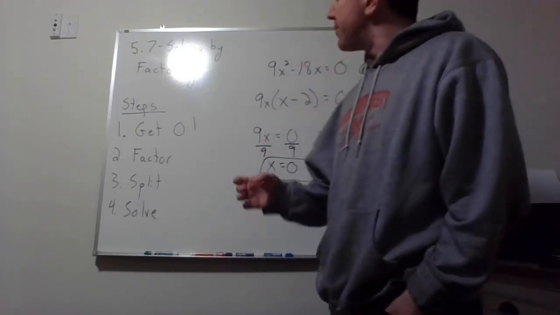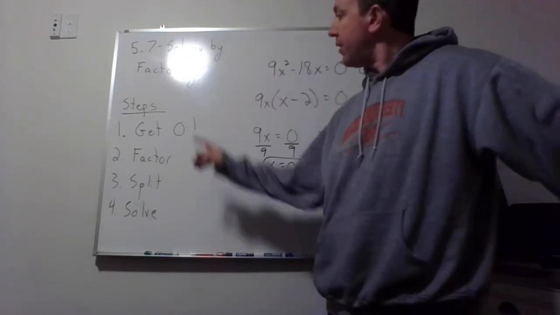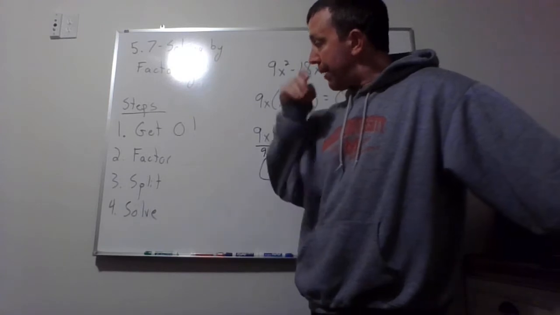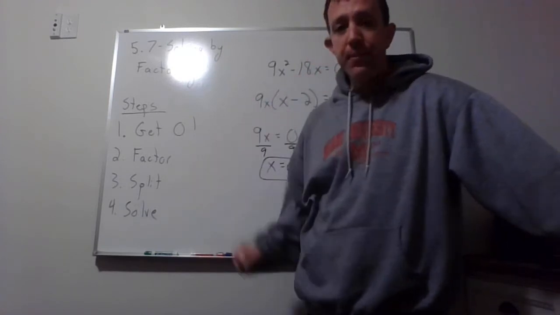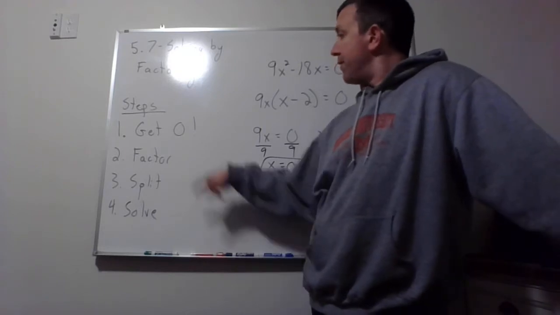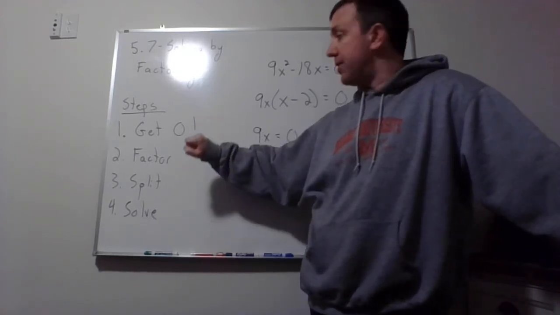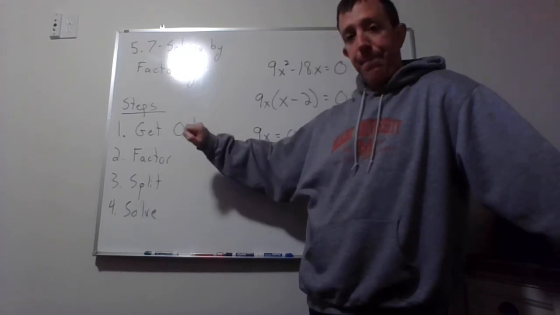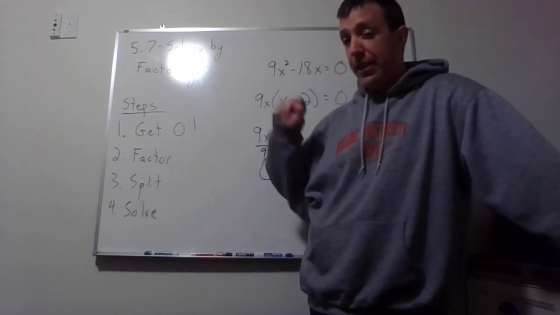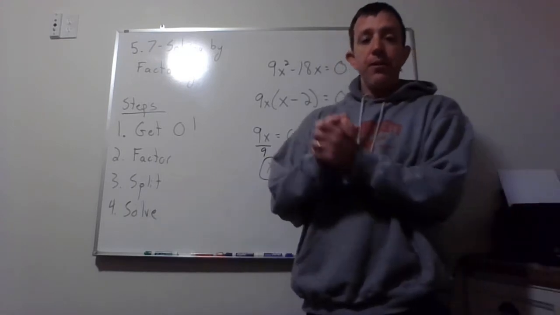So for starters, well, you can't read my title. 5.7, solving by factoring. So we have some steps here, and I'm going to leave those there for all of the examples that we do because they're what we really need to pay attention to. The first thing we need is to get 0. Okay, so we'll talk about that here in just a second. Then we're going to factor, we're going to split it up, and then finally we're going to solve. And so here's what I mean.